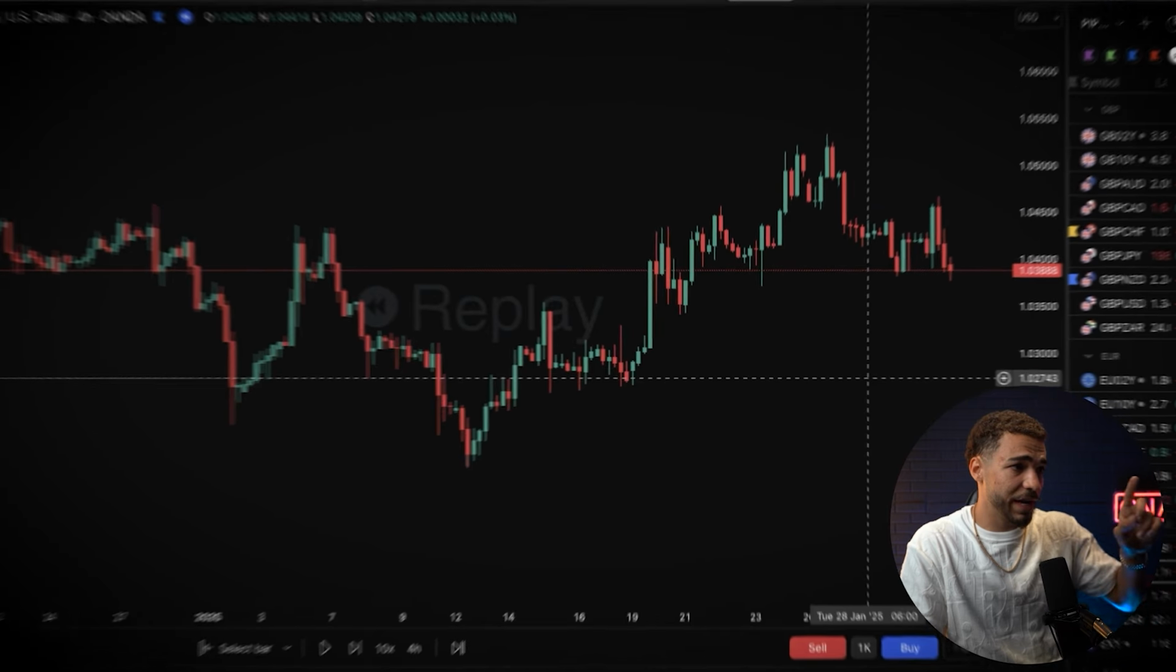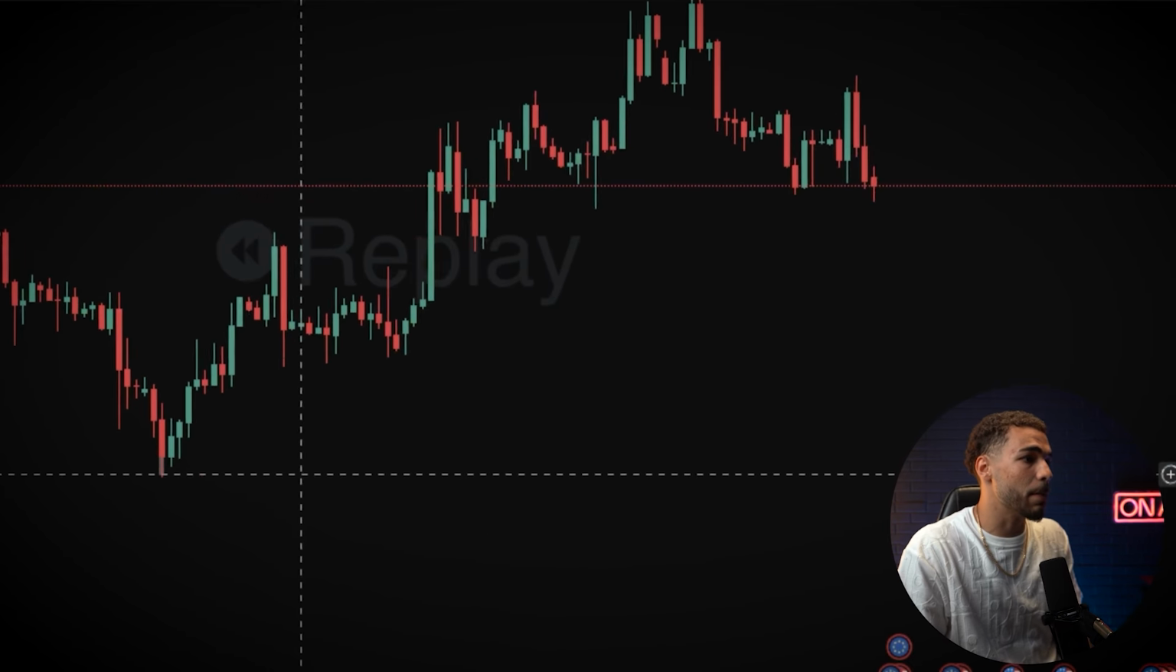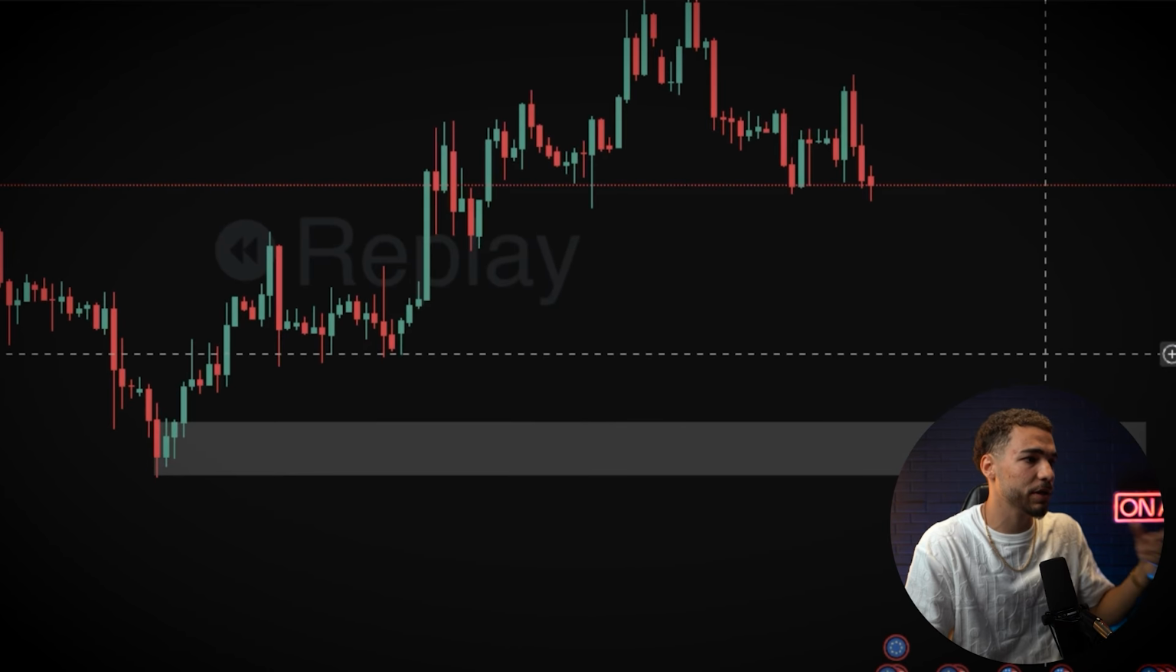Let's actually show you how this looks on the chart. Here you guys can see EURUSD on the one hour time frame. Now, if I mark up my order block, obviously it's a bearish candle on a bullish order, so I'm going to mark that out right there.